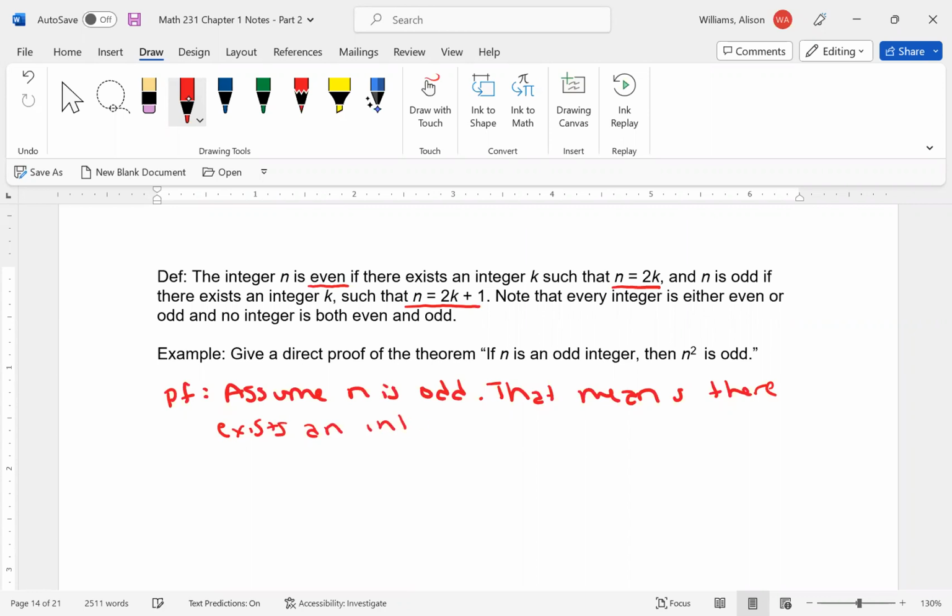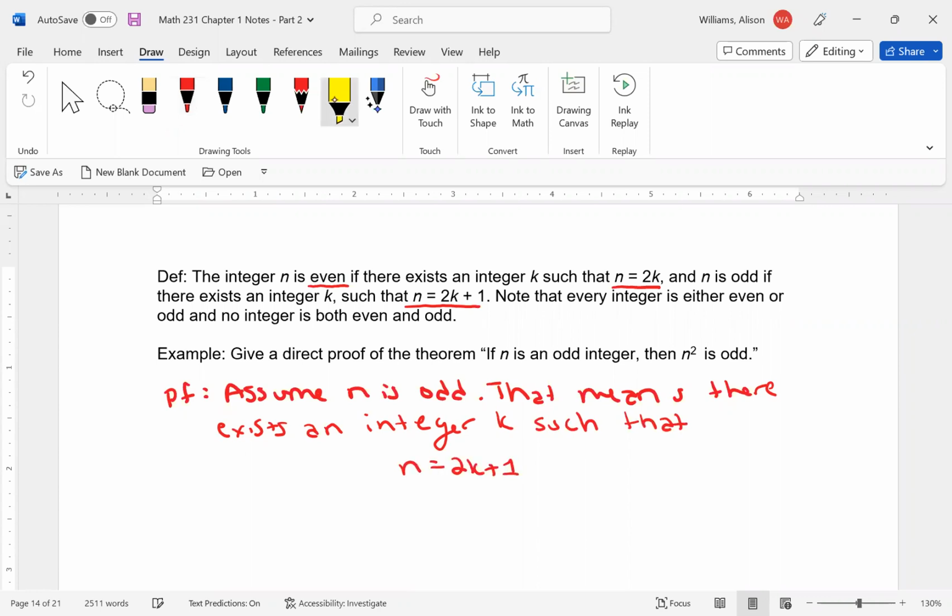Wow, sorry, that's not how you spell integer. An integer. Wow, that's not how you spell integer either. Integer k, such that n equals 2k plus 1.